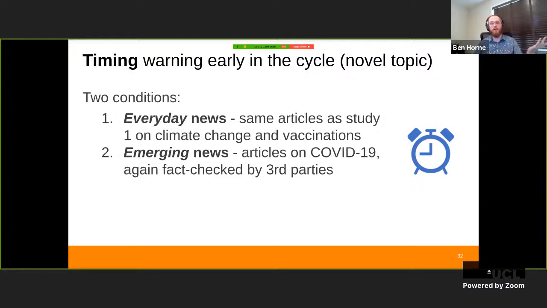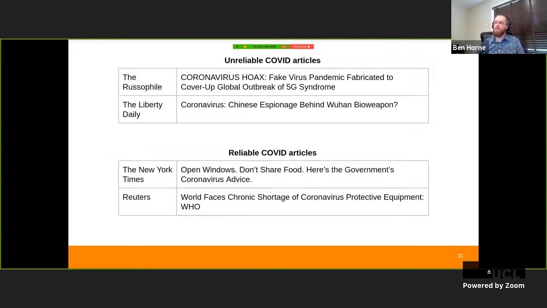Right, so this is early enough on in the pandemic that there are fact-checked articles, so we know some facts about it, but it's also early enough that we're not sure people actually have strong beliefs on the veracity of COVID-19 or any of the masking policies, et cetera. And so we'll call these everyday news and emerging news. There's probably a better term for that, but this is sort of a term we came up with at the time.